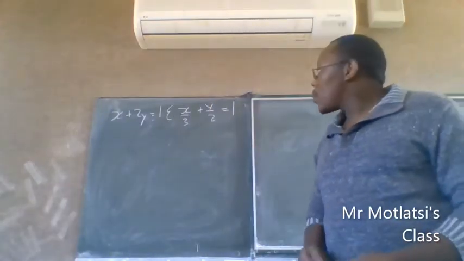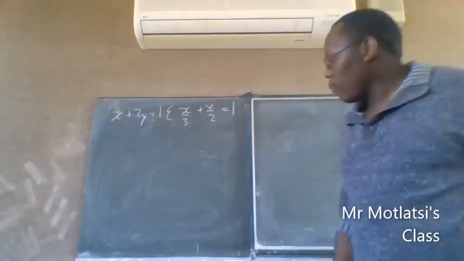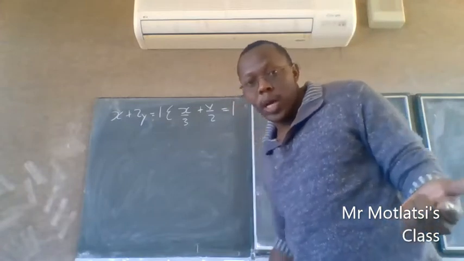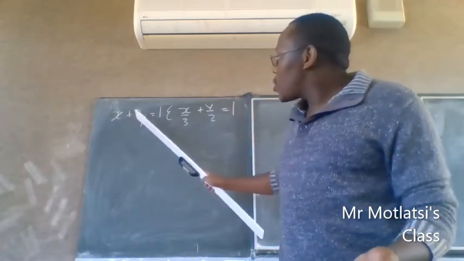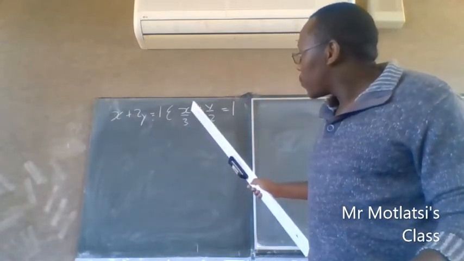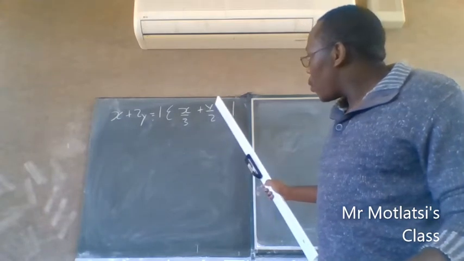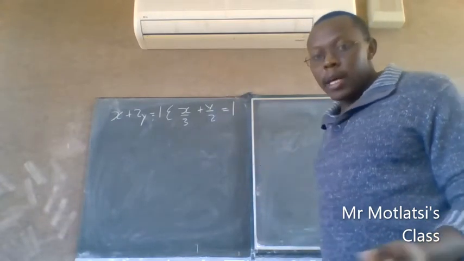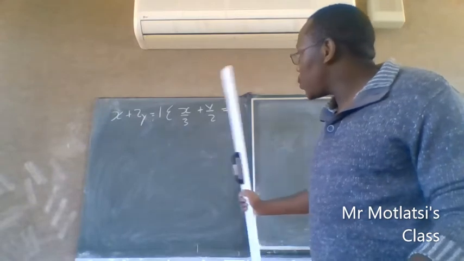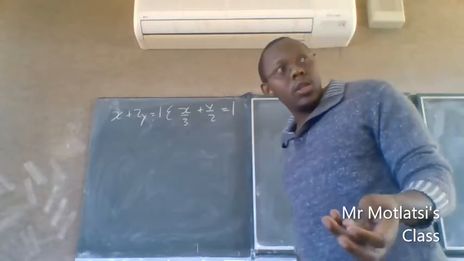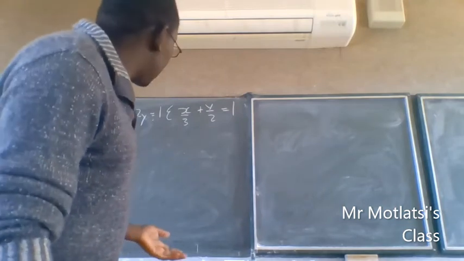All right, so our last problem for today reads as follows. This is what we have: x plus 2y equals 1, and x over 3 plus y over 2 equals 1. Again, we must solve for x and for y using these two equations. Remember, we solve these two simultaneously.